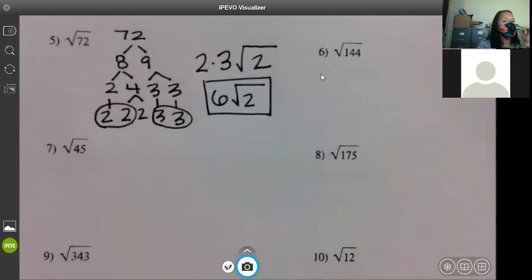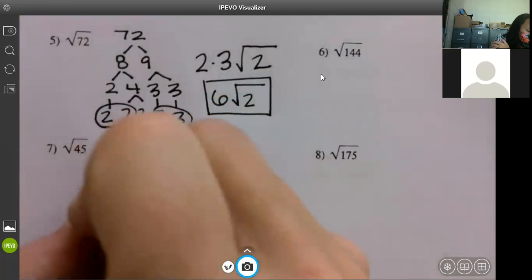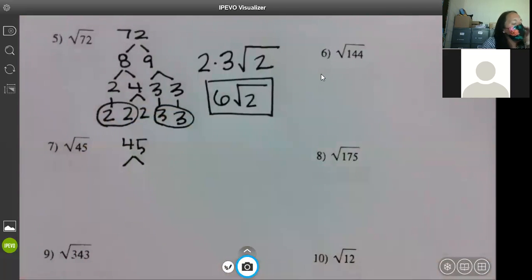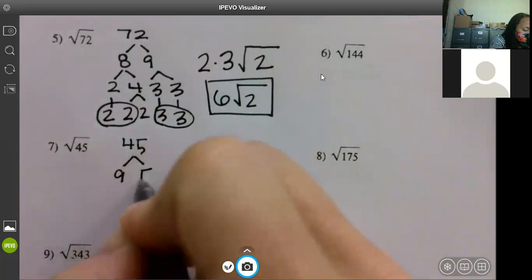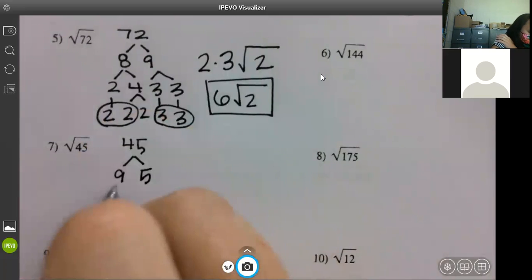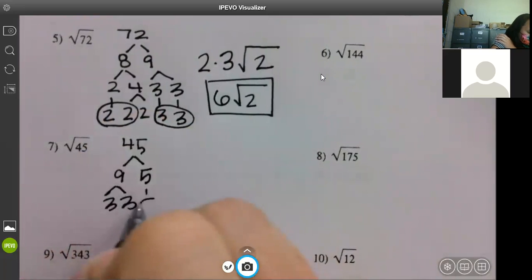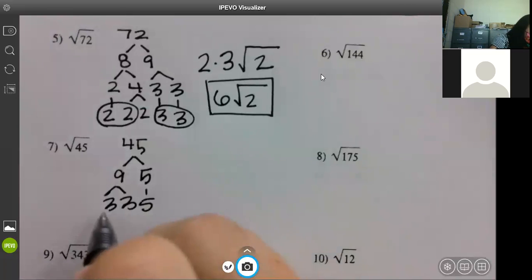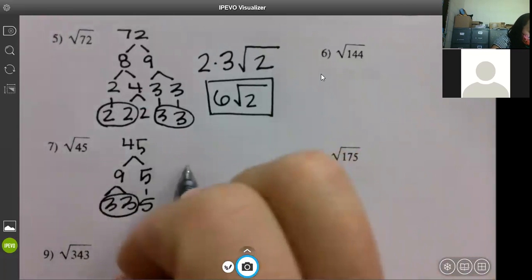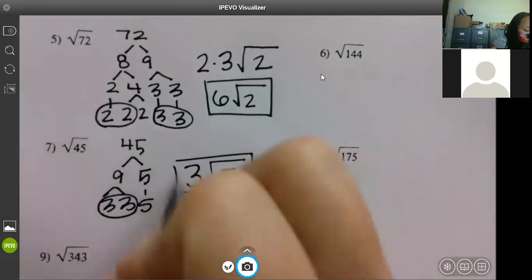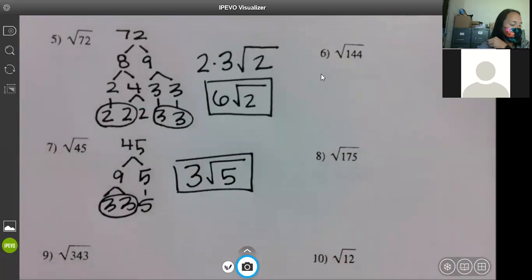We'll look at number 7. Denise, what are some factors of 45? 9 and 5. We can break down 9 into what, Madison? 3 and 3. 5 will not break down, so we just bring it down. Emily, what do we have pairs of? 3s. So we circle the 3 and it comes out, and we leave a 5. That's it. Nothing else to it.